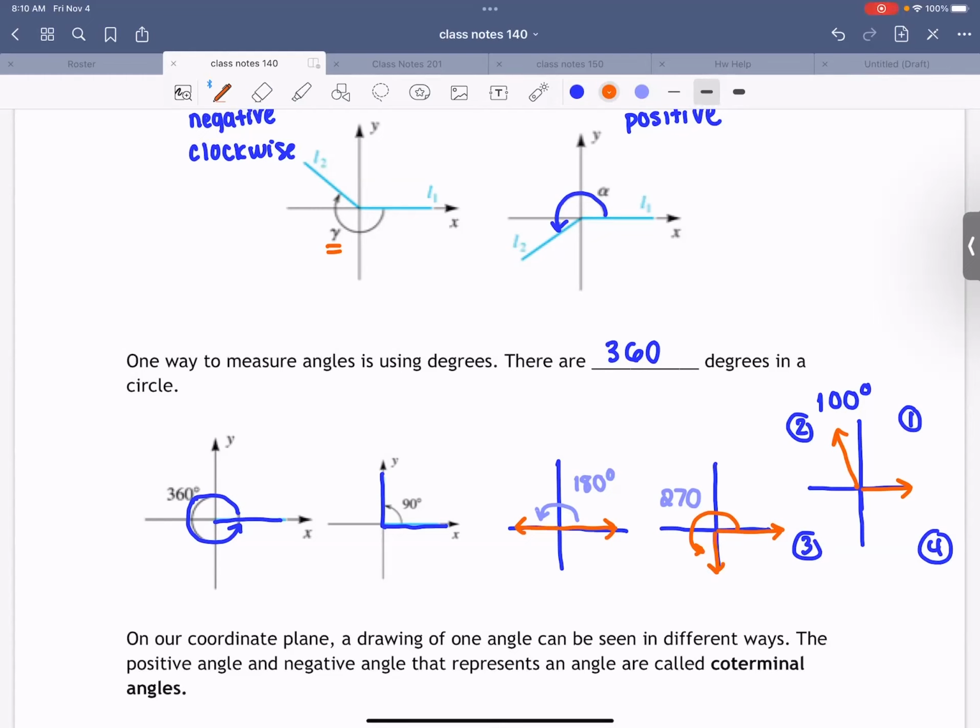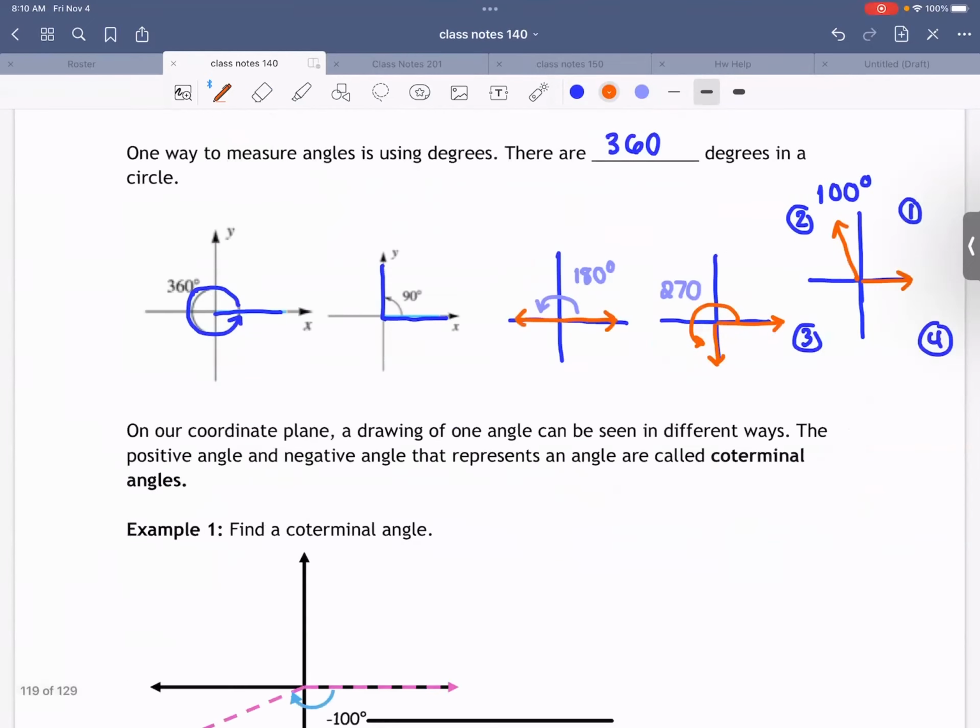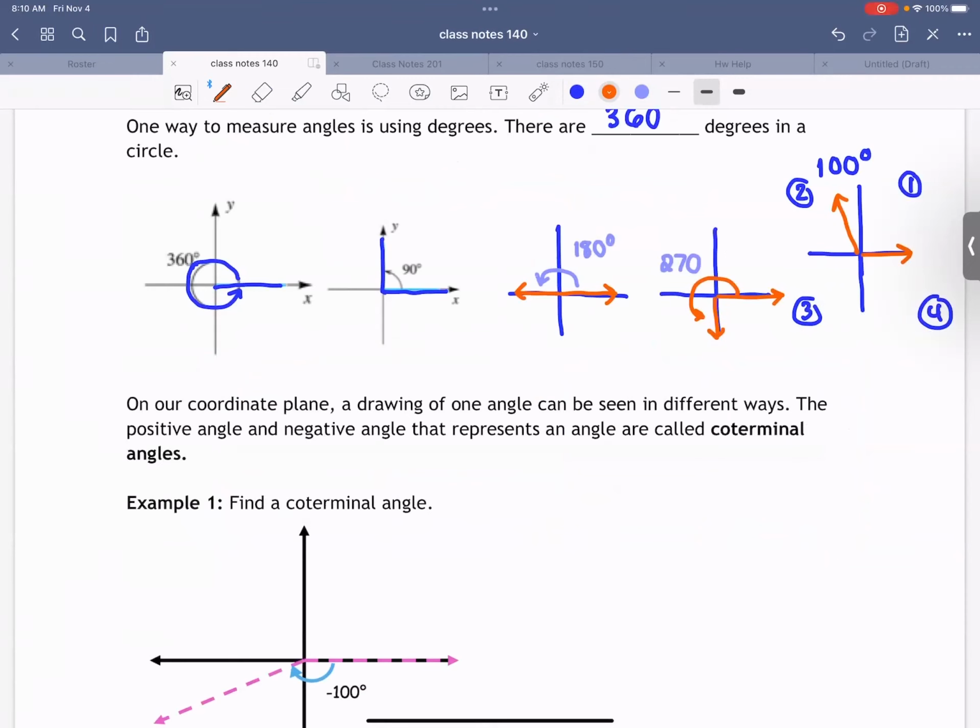Okay. All right. Let's talk about coterminal angles. We have different numbers to represent the same sort of picture, right? We have going counterclockwise and we have going clockwise, and they represent the same starting and ending point. Even though they're different angles, we can represent the same picture using a negative value and a positive value. We call those angles that create the same picture coterminal angles.